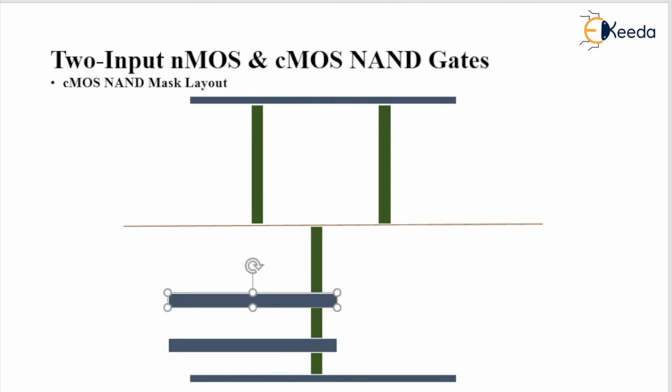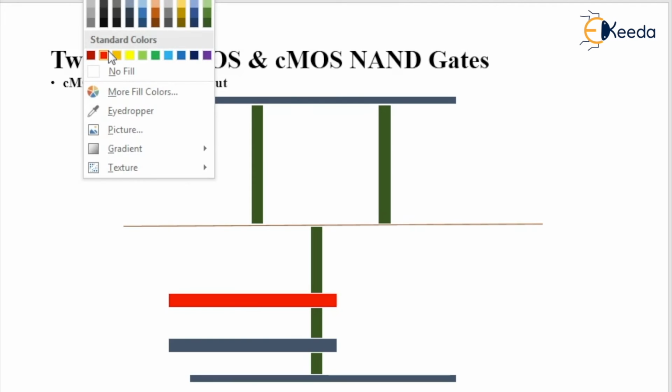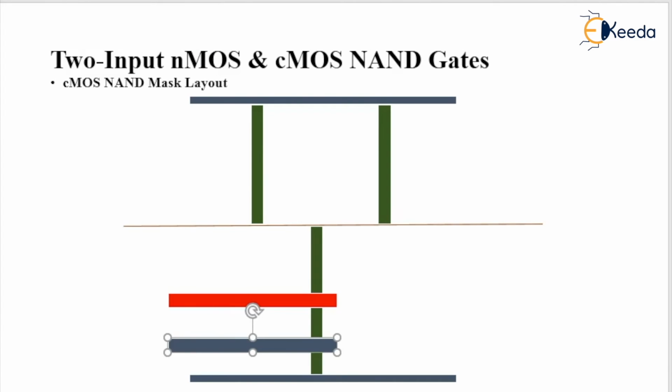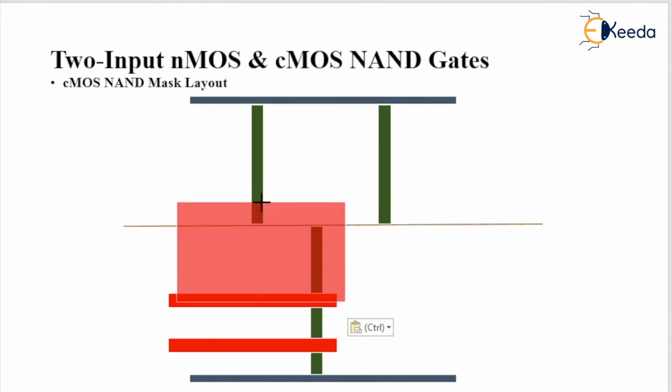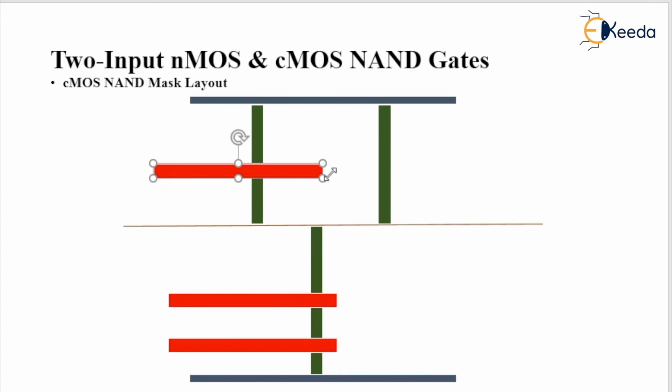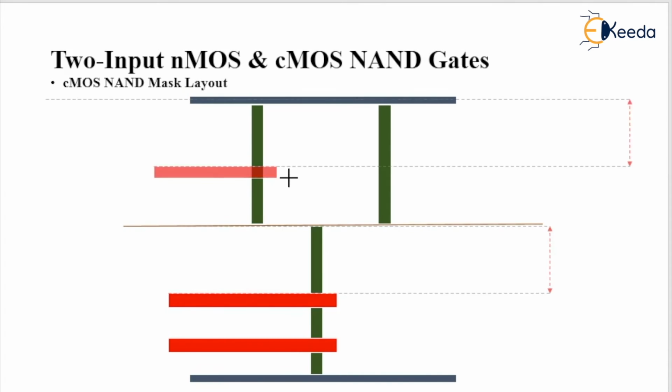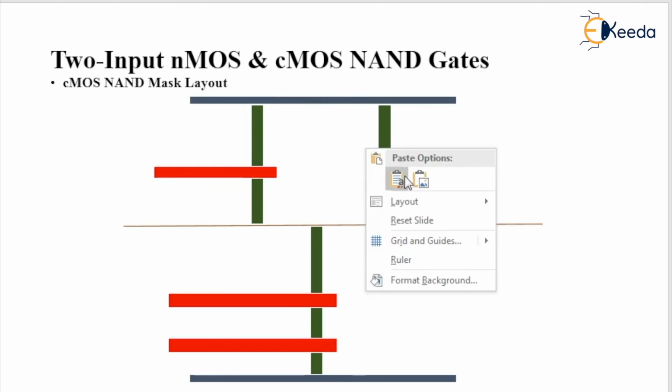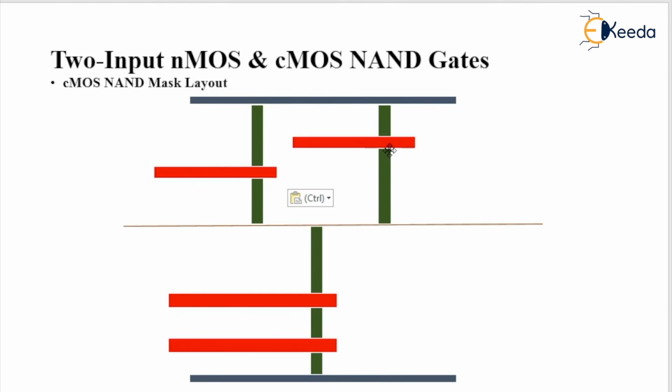And this is polysilicon that should be represented with red color. This is also represented with red color. Copy this one, paste here. This is red color. Copy this one, paste here. Right. So half of the part is completed. So this is our CMOS NAND mask layout.